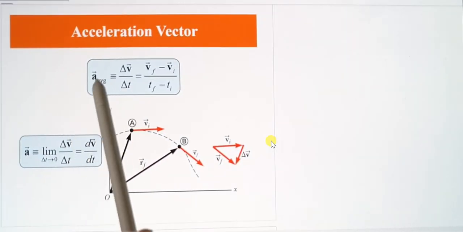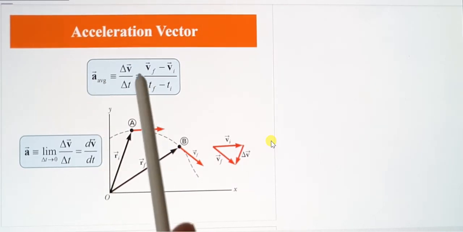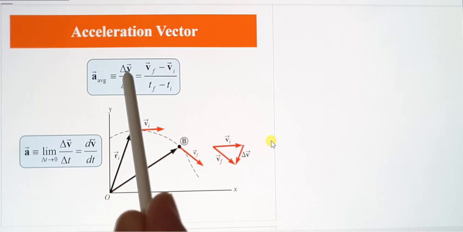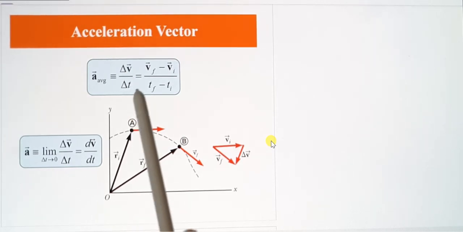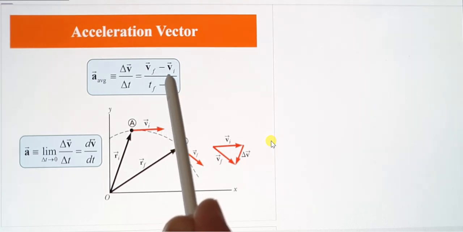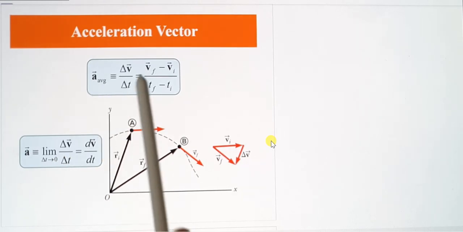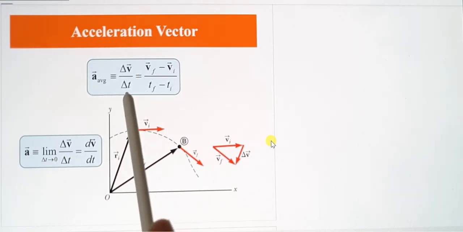And what is average acceleration? Well, it's the vector delta v divided by delta t. As we did before, delta v is v final minus v initial. The instantaneous one is the derivative of that vector with time, but the average is delta v over delta t.